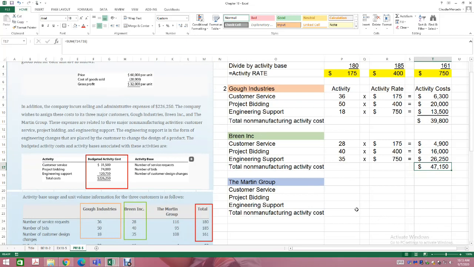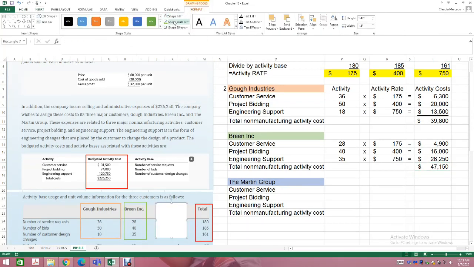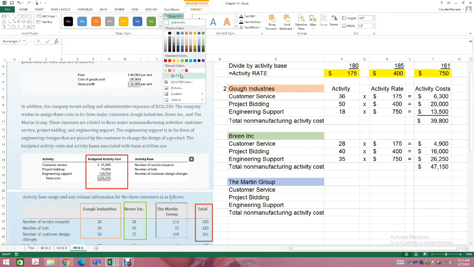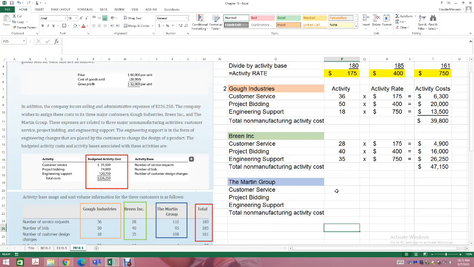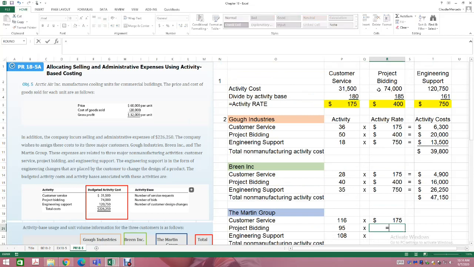The last group that we have is the Martin group. That information, we're going to get from right here. Let me just make this a little bit thicker. There we go. The Martin group is going to go right here. So we have 116 customer service, 95 bids, and 108 engineering support. We're going to multiply it times our activity rates, which we have up here of 175, 400, and 750.